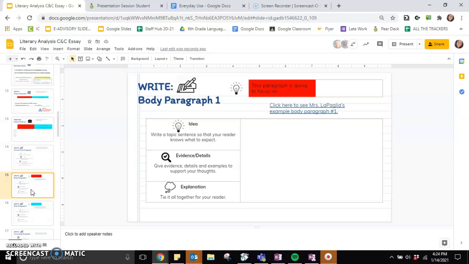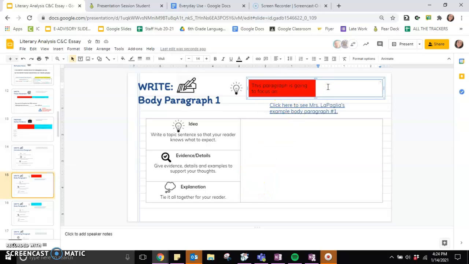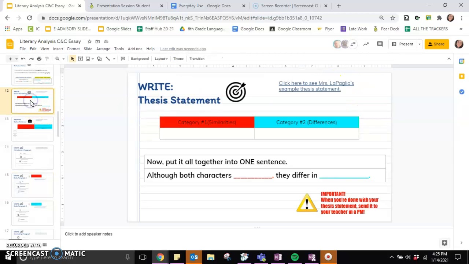On slide 15, you're going to be writing just the first sentence, the topic sentence, that gives your reader the idea of what this paragraph will mostly be about. At the top, you'll see a red box that says "This paragraph is going to focus on." You should fill out this box. The main idea here is that the first paragraph focuses on the similarities between Dee and the little girl in Legacies. This box should match the first part of your thesis statement that you filled out on slide 12.